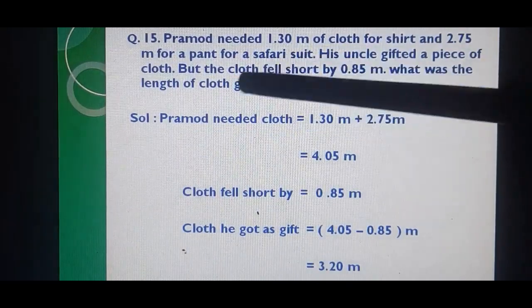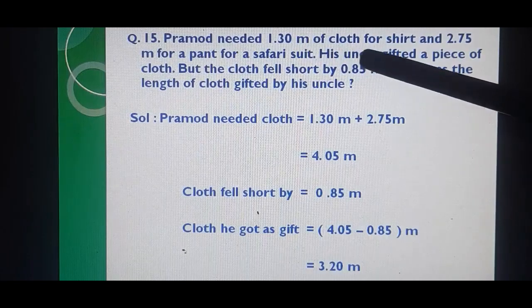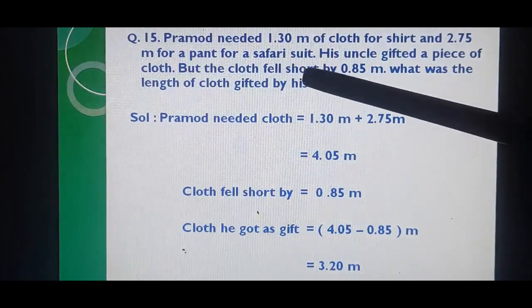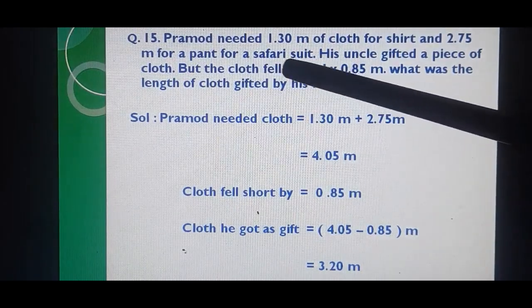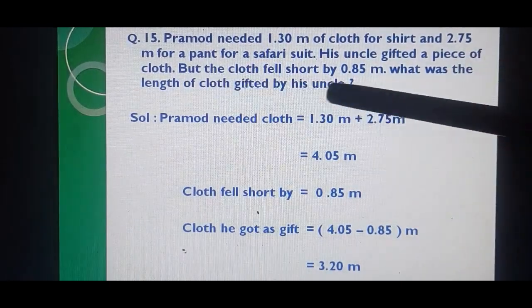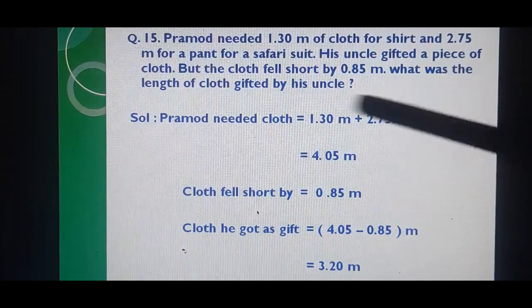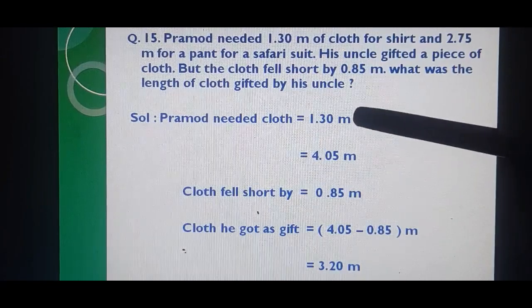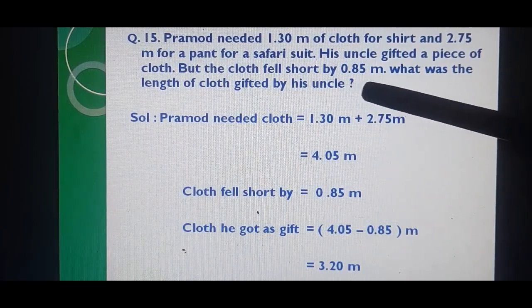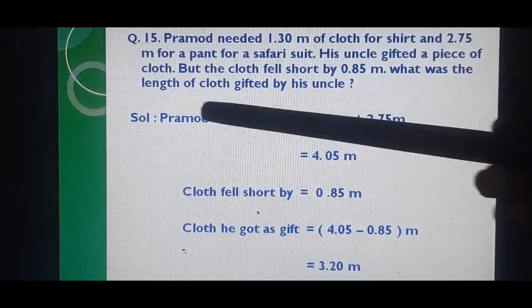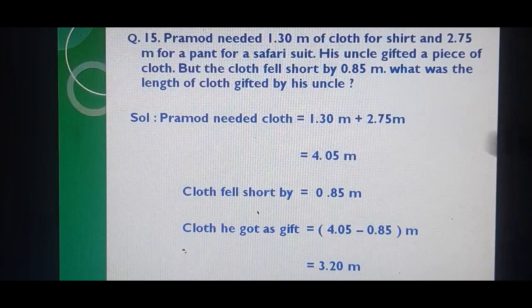Question number 15. Pramod needed 1.30 meter of cloth for shirt and 2.75 meter for a pant of a safari suit. प्रमोद को एक सूट बनवाना है तो उसको 1.3 मीटर क्लॉथ चाहिए शर्ट के लिए और 2.75 मीटर चाहिए पैंट के लिए. His uncle gifted a piece of cloth but the cloth fell short by 0.85 meter. प्रमोद के अंकल ने उसको एक क्लॉथ पीस गिफ्ट दिया बट वो उसका सफारी सूट से 0.85 मीटर छोटा था. What was the length of cloth gifted by his uncle? तो अंकल ने जो क्लॉथ दिया उसकी लेंथ कितनी थी?